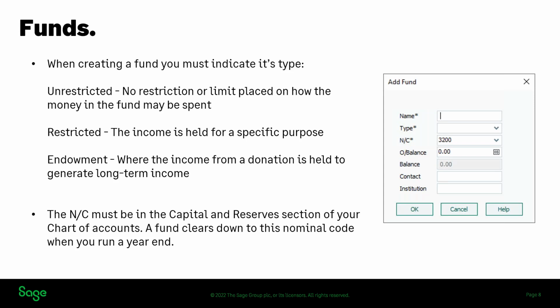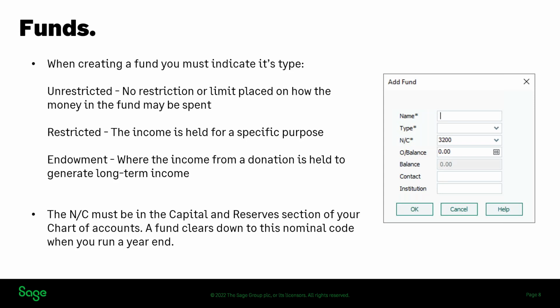There's unrestricted, restricted and endowment. We've got the classifications there on the slide as well. And all this information is included in the Help Centre in the various articles that are available. When you get to that screen, if you are setting it up, just click on the help option and it will take you into the relevant screen.